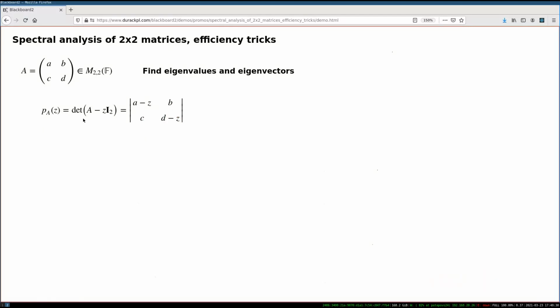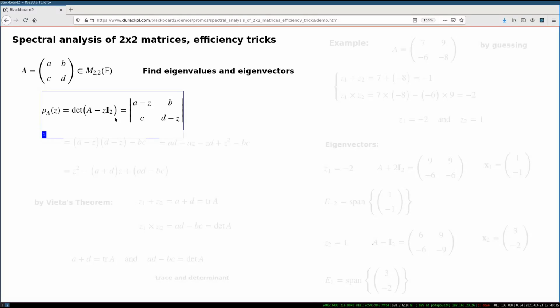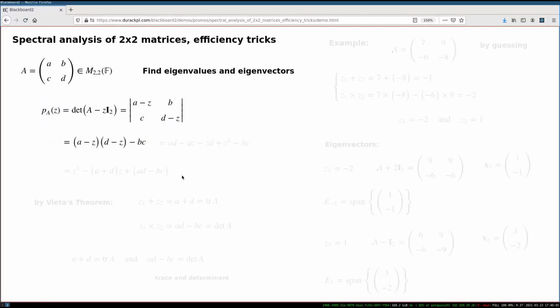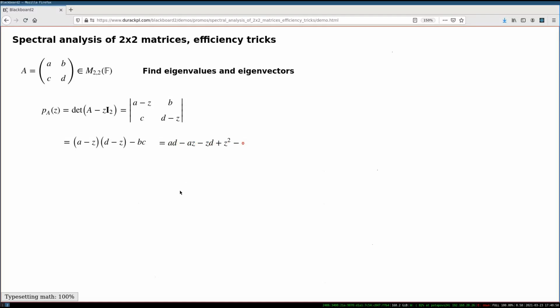We take the determinant of the combination A take Z times identity, and we compute such determinant. In order to find such determinant, we multiply the main diagonal and subtract the product of the opposite diagonal. Once you carry out all of the expansions and simplify the similar terms, you will end up with a quadratic polynomial, which is the characteristic polynomial of my matrix of size 2x2.